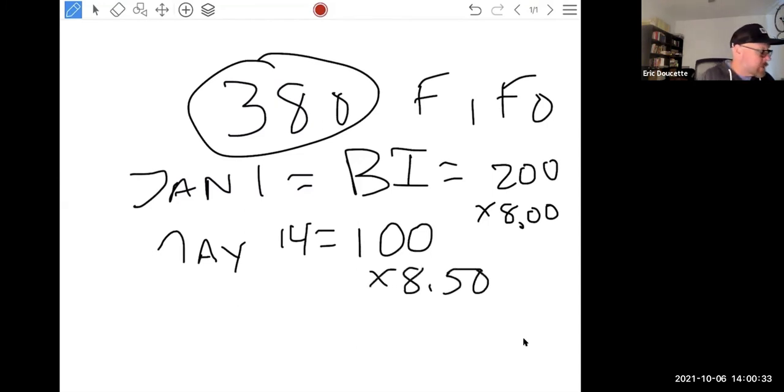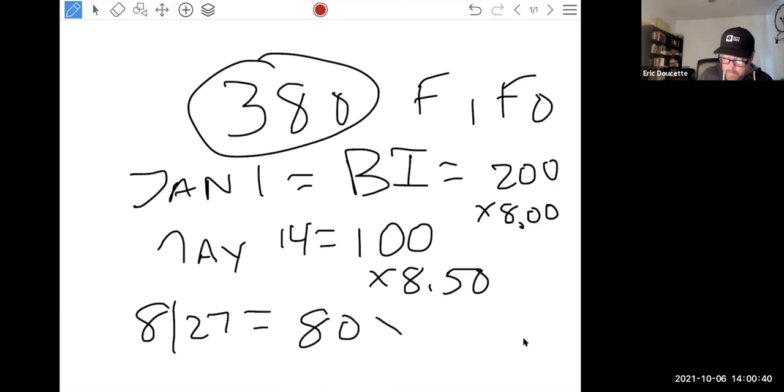And then that's still not 380, so I need 80 more. So August 27th, I had 80 more, and those cost, when they were brought in, $9 each. So my remaining inventory then, since I sold everything that I put in last, what I had in there initially is still in there. So I have 200 units from January 1st, 100 units from May 14th, and then I have 80 units from August 27th. So I just need to add up the total value of all that.